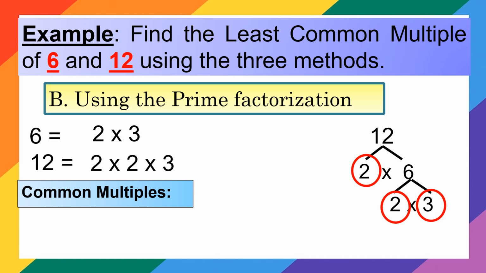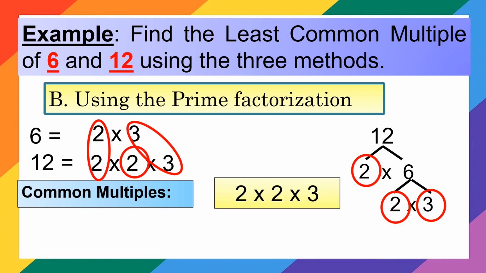Now we're going to get the common factors. So we're going to encircle the numbers that are common to them. So 2 and 3. So this one, we only count as 1. So we have here 2, we're going to write 2 here, and this 3 is also counted as 1. So that's why the factors we use are 2 times 2 times 3.